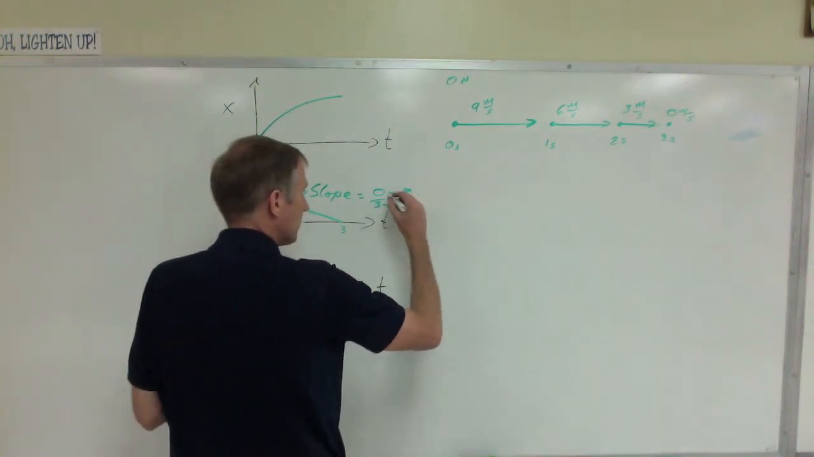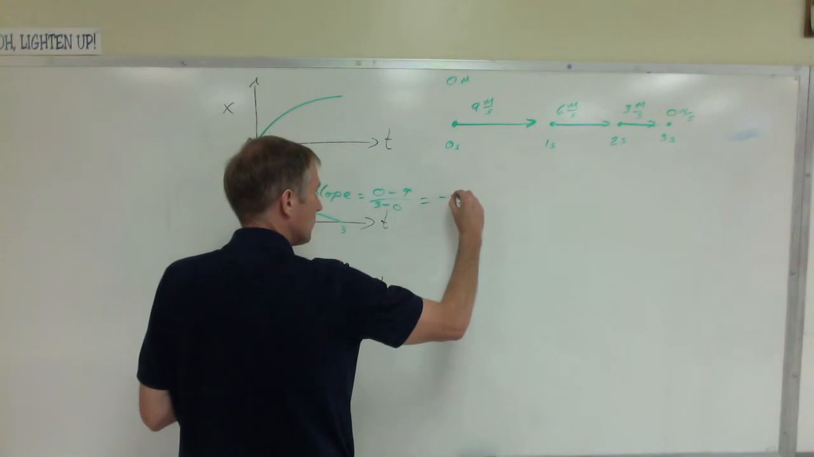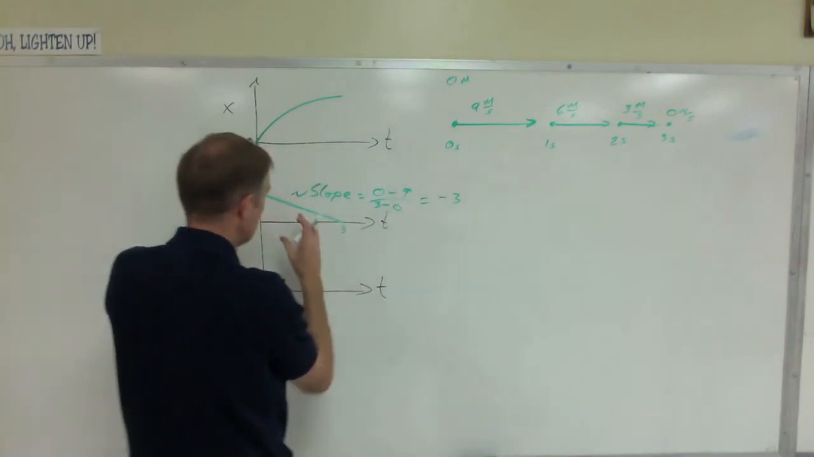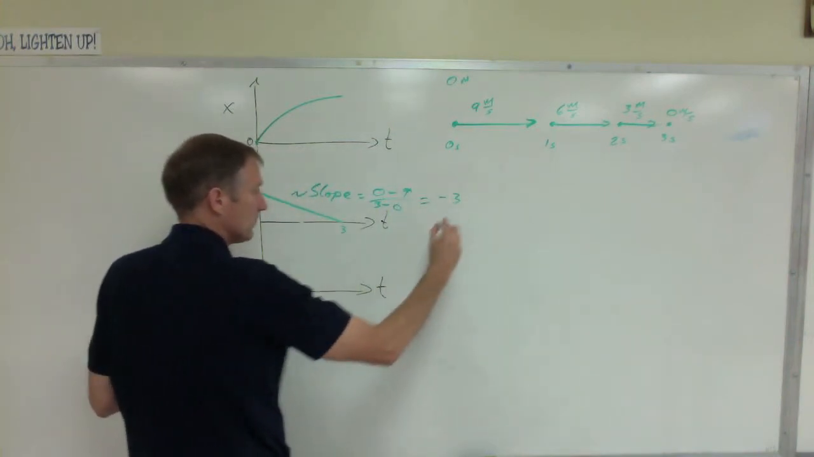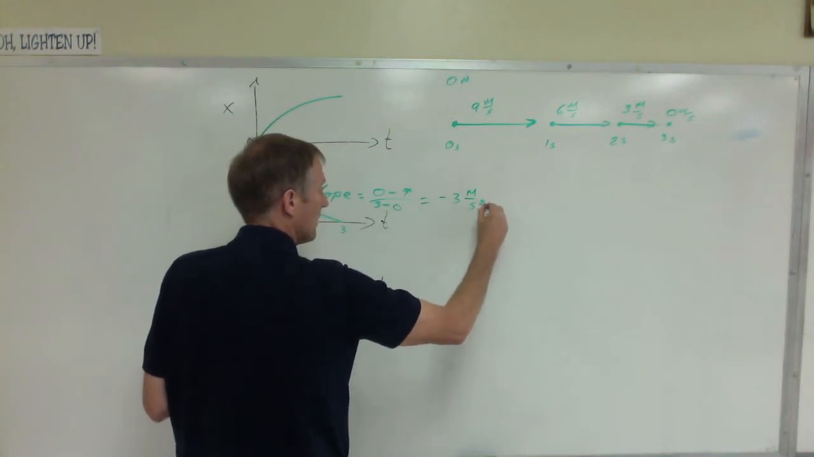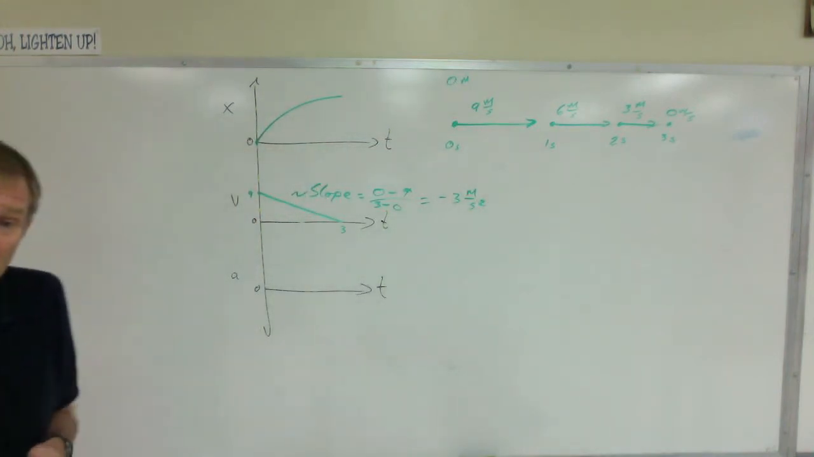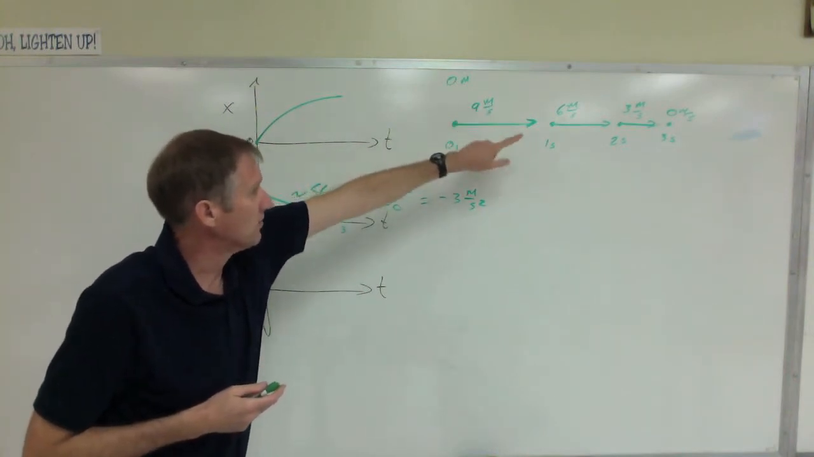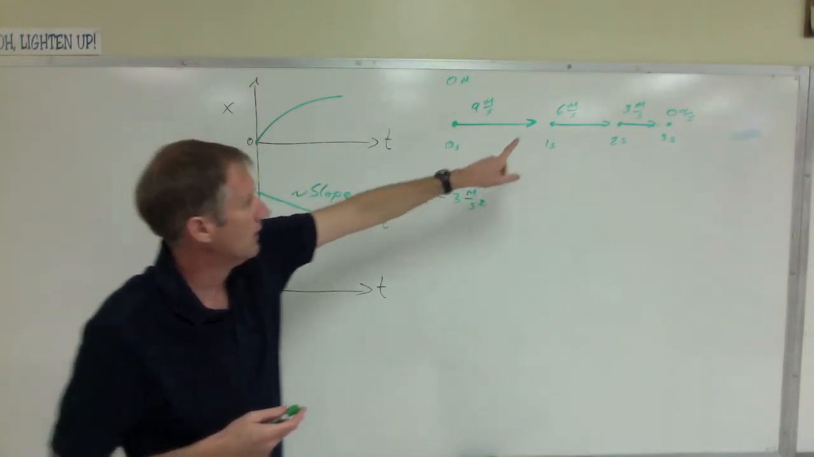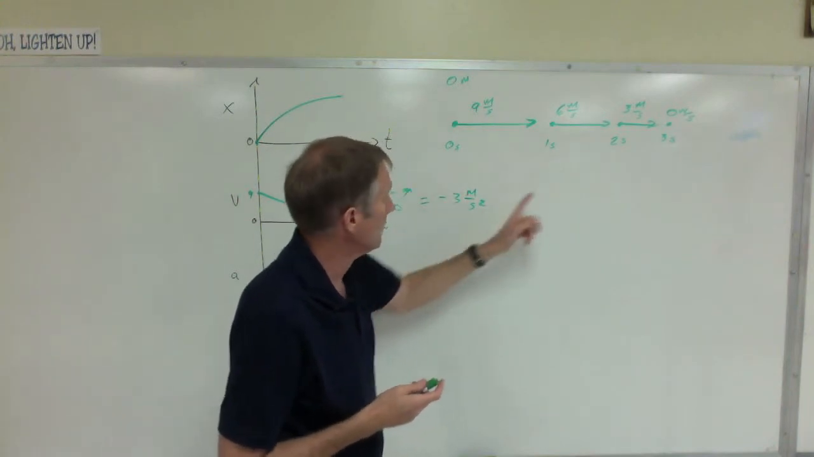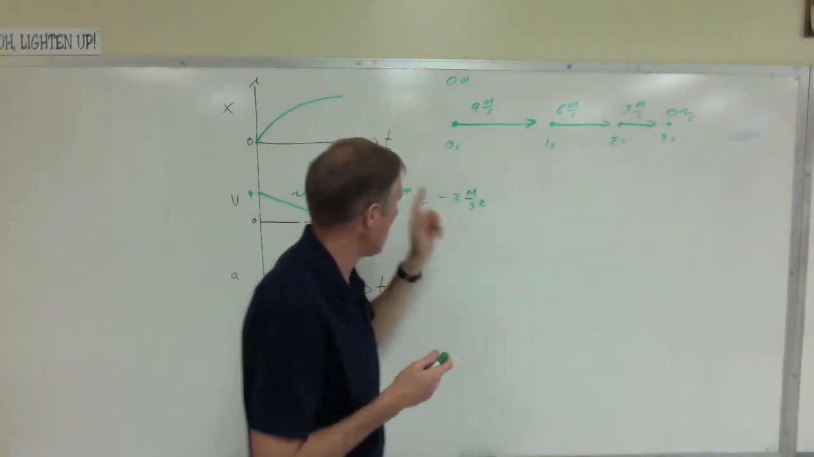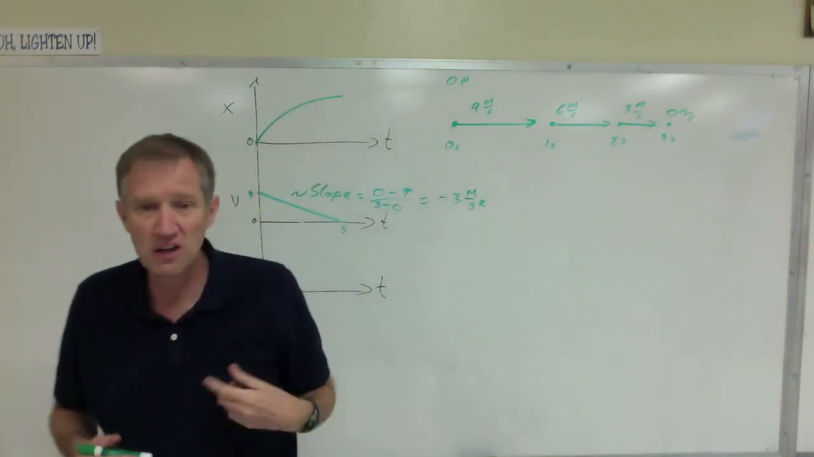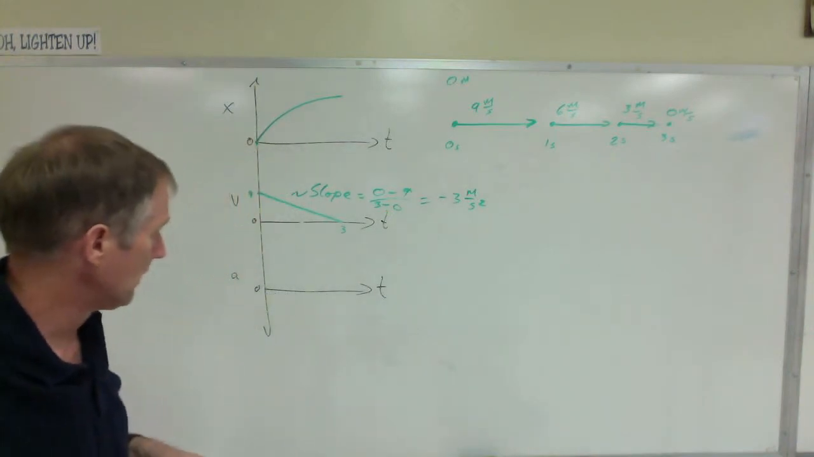So that's negative 9 over 3 is negative 3 meters per second over seconds, and so negative 3 meters per second squared. That again is what? It's the acceleration. How do you go from 9 to 6? You subtract 3. How do you go from 6 to 3? You subtract 3. How do you go from 3 to 0? You subtract 3. The velocity is changing by negative 3 meters per second every second.